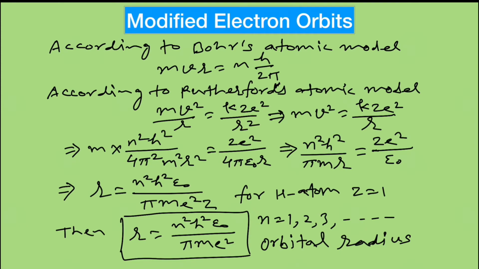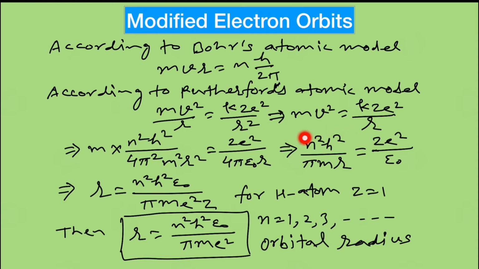We can replace for v from the first equation. So, v is equal to nh upon 2 pi m r. The square of this would be n square h square upon 4 pi square m square r square. So, the left hand side is equal to Ze square upon 4 pi epsilon naught r. We have replaced for k, and k is equal to 1 upon 4 pi epsilon naught.